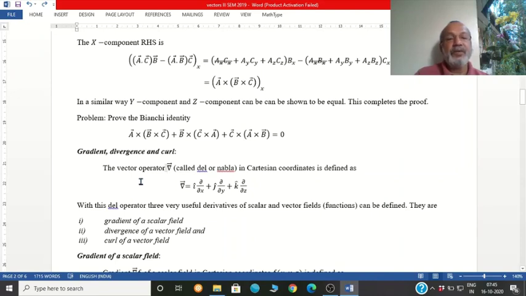They are obtained using a vector operator del. This is called del. It is also called nabla. I prefer to call it del, so I will be using this terminology del in my classes. This del is actually a vector derivative operator, which is i cap ∂/∂x plus j cap ∂/∂y plus k cap ∂/∂z. This is an operator which can act on functions.